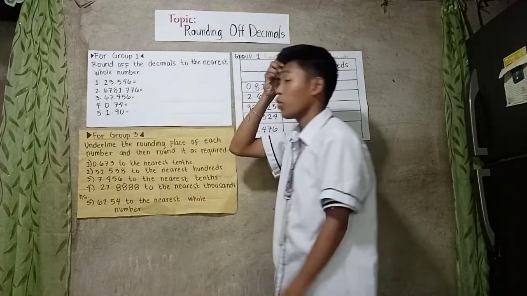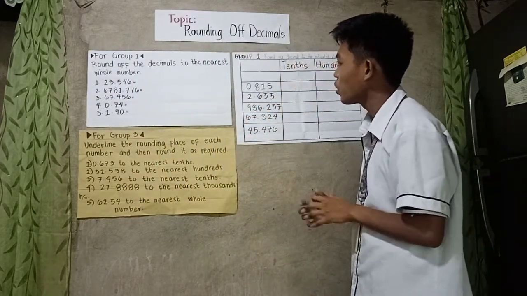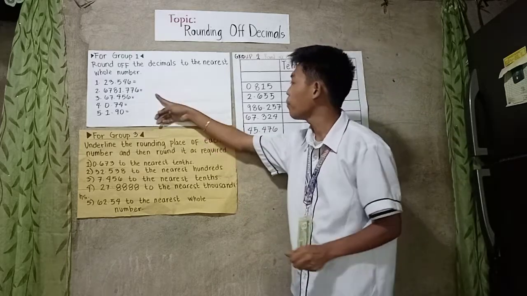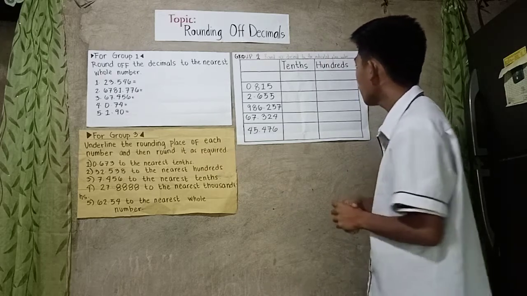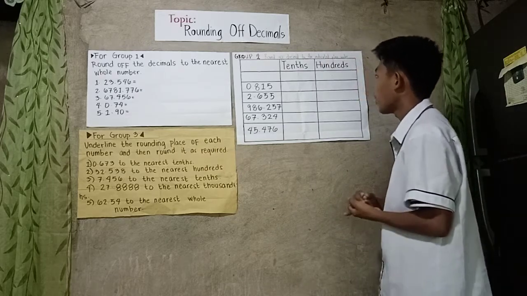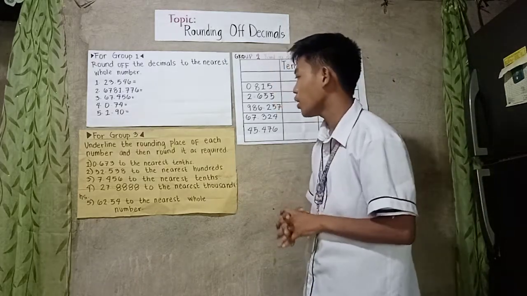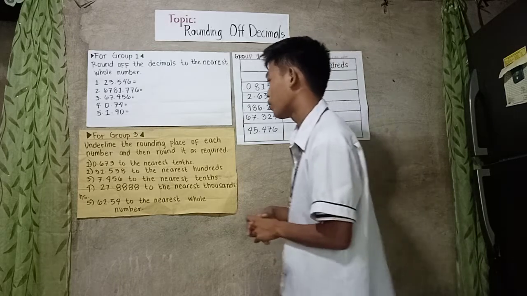So I will group you into 3. For group 1, you are to round off the decimals to the nearest whole number. For group 2, you have here 1 to 5. Next is group 2. You are to round off decimals to the indicated place value. You have here the tens and hundreds. For group 3, you are to underline the rounding place of each number and then round it as required.